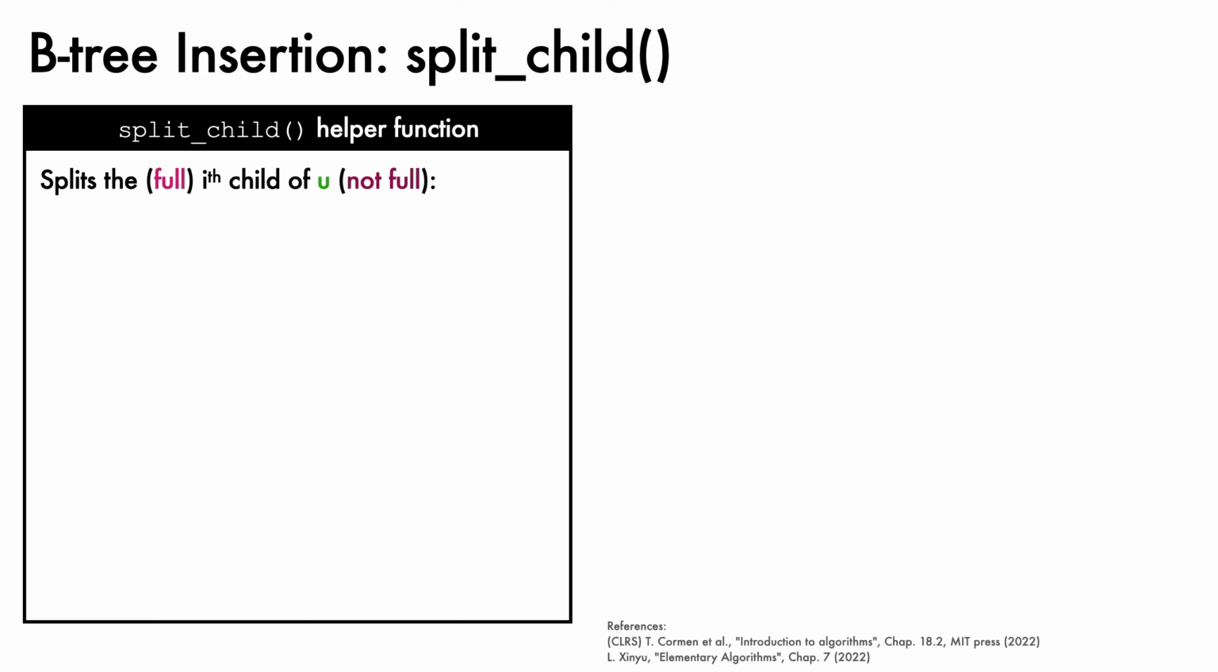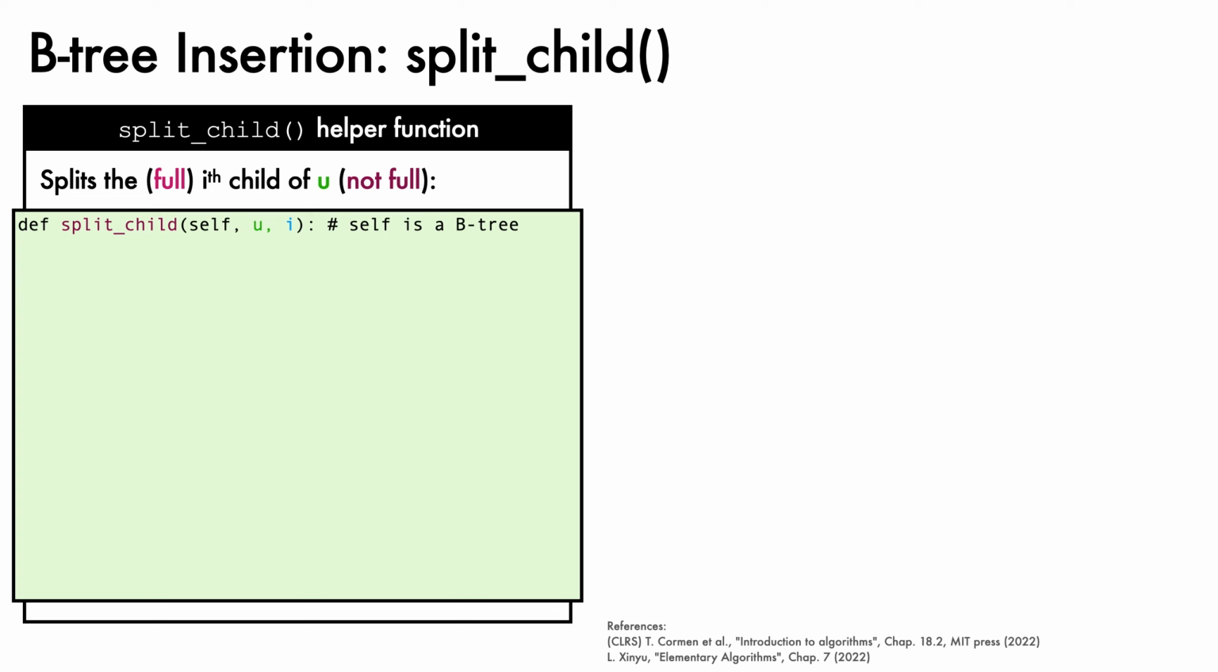Before providing Python code for the helper functions we've just described, we'll first describe one other helper function called splitChild. This splits the ith child of a given node U, where the child is assumed to be full and node U is assumed to be not full. Our function takes as arguments an instance of a B-tree, the node U, and the index i of the child to be split. We first create a variable to hold t, the minimum degree of the B-tree, as a convenience. We then create a second variable called fullNode to point to the full ith child of U.